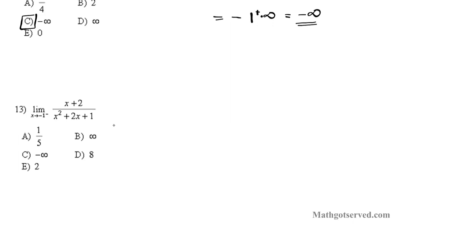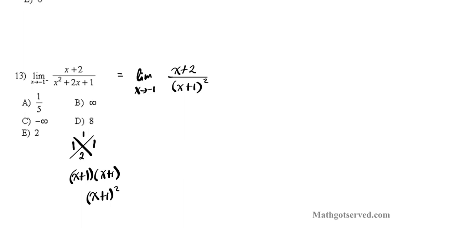We're approaching negative 1 from the left. So we can write the numerator as x plus 2. And then we can go ahead and factor the denominator. This is a perfect square trinomial also. This is x plus 1 quantity squared.